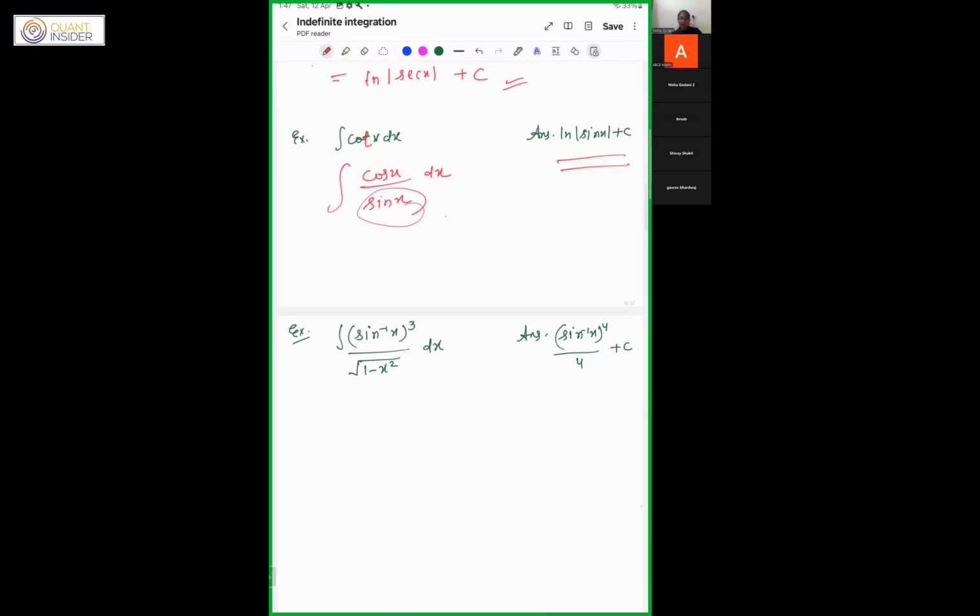Can you tell me in the next one, which function is to be taken as t? Which function is to be taken as t? Can you tell me?